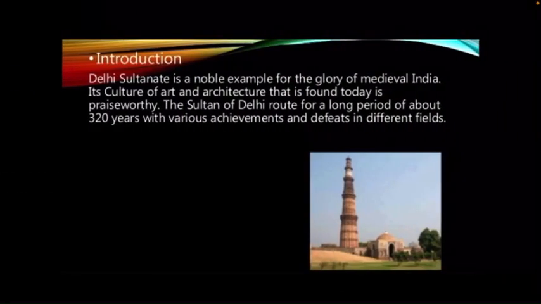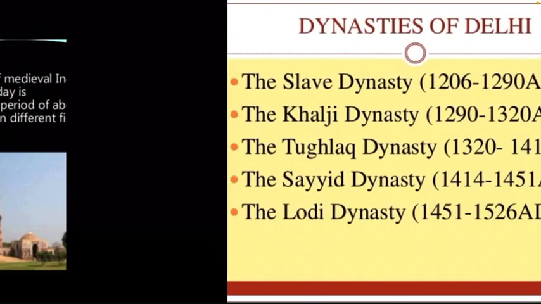Delhi Sultanate is a noble example for the glory of medieval India. Its culture of art and architecture that is found today is praiseworthy. The Sultans of Delhi ruled for a long period of about 320 years, with various achievements and defeats in different fields. During the Delhi Sultanate period, there were different dynasties which ruled Delhi.